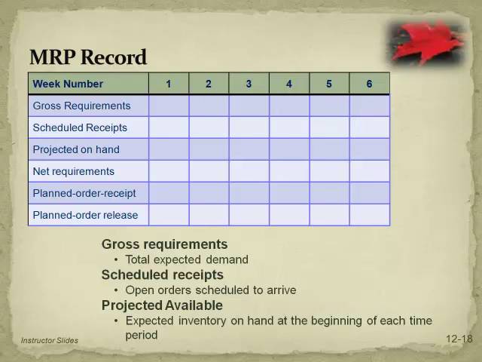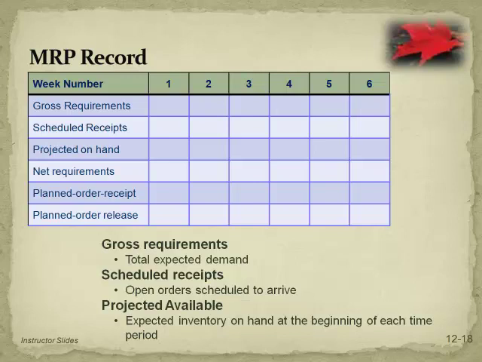The next term in this slide is referred to as a scheduled receipt. Now, a scheduled receipt is not a demand. Let me say again, it's not a demand. It is, in fact, what we would refer to as a supply. It is an order that you have previously placed for this particular inventory item, but it has not yet been received. It is going to be received. It is scheduled to arrive at a certain date.